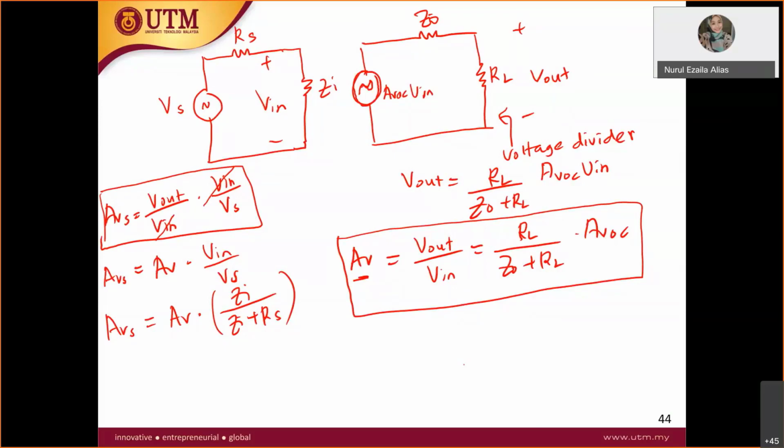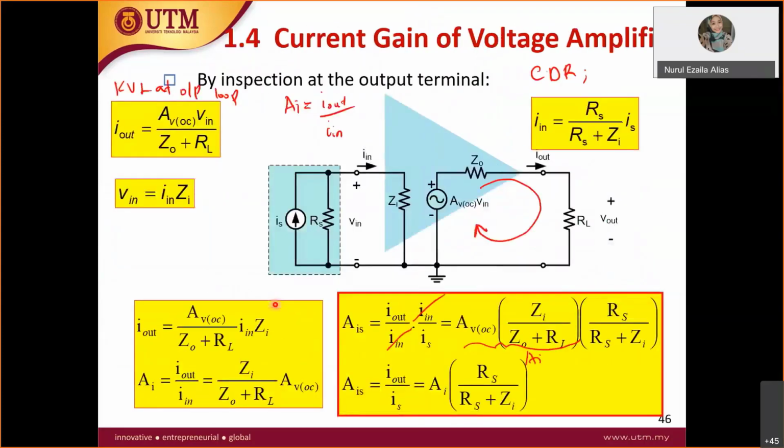For example, if your objective is to get V out over V in, you apply the voltage divider rule at the output. Then if your objective is to get AVS, AVS equals V out over V in times V in over VS. It is like canceling out, but it is not. V out over V in you already have. To get V in over VS, again apply the voltage divider rule at the input. You rearrange the equation and finally get AVS equal to AV times Z in over Z in plus RS. Same goes for the current.